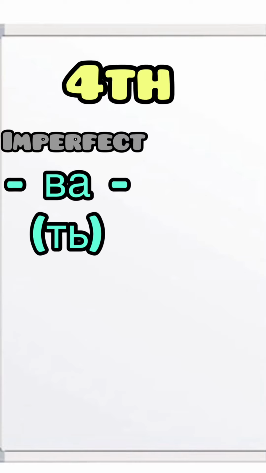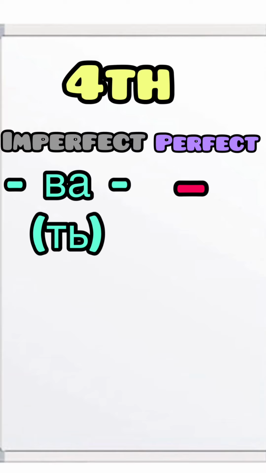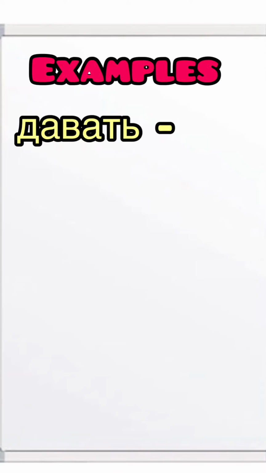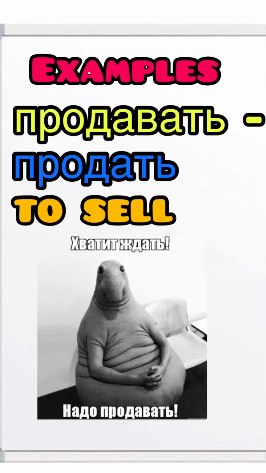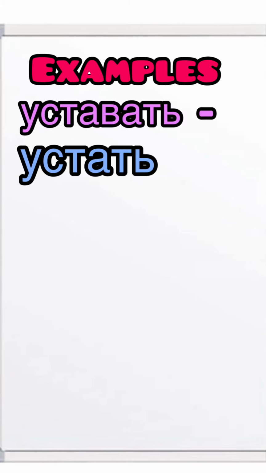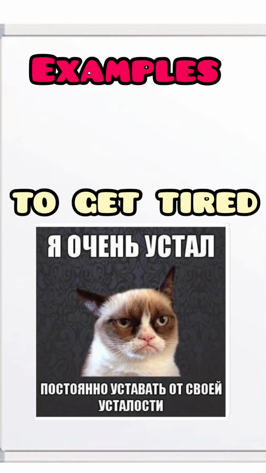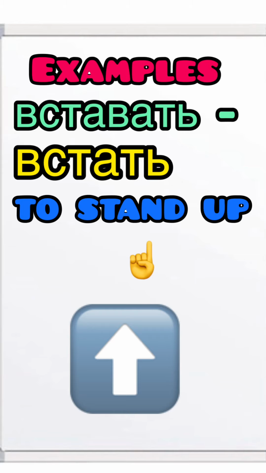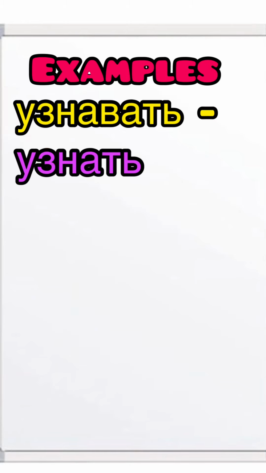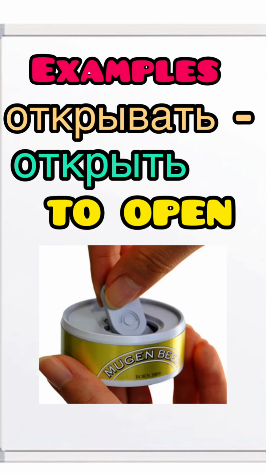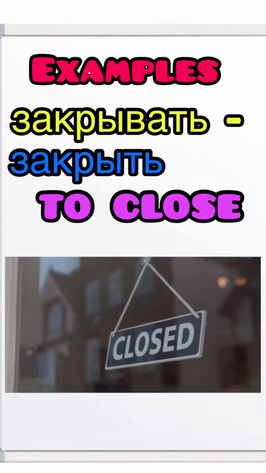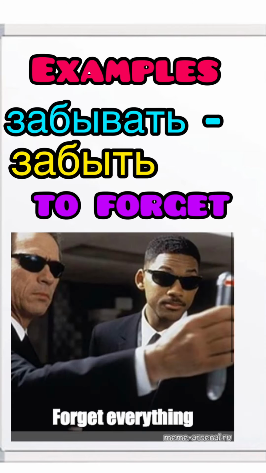The fourth group, imperfect, with the suffix ва, perfect without the suffix. Examples. Давать, imperfect, дать, perfect. To give. Продавать, продать. To sell. Уставать, устать. To get tired. Вставать, встать. To stand up. Узнавать, узнать. To know, to get the information. Открывать, открыть. To open. Закрывать, закрыть. To close. Забывать, забыть. To forget.